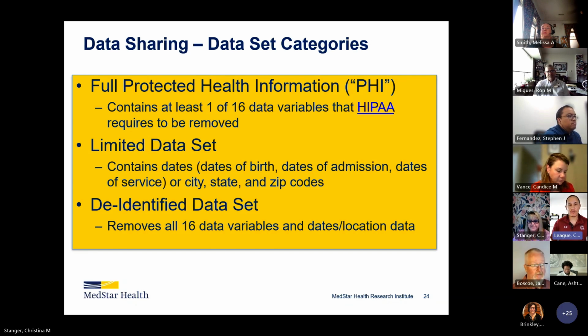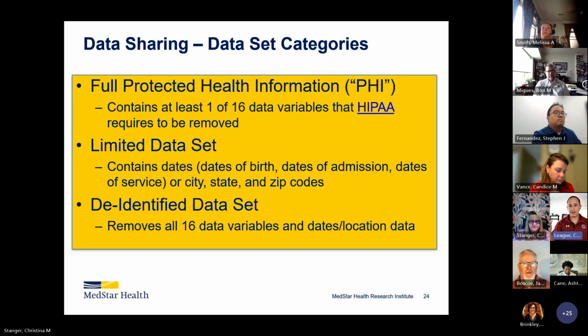We're getting this a lot more frequently now. We have been for the past couple of years, but anytime you want to share a set of data with an external collaborator, we have to make sure that the data is defined appropriately in terms of the category that the HIPAA privacy rule has for different data sets. And this slide just shows you what those three categories are.